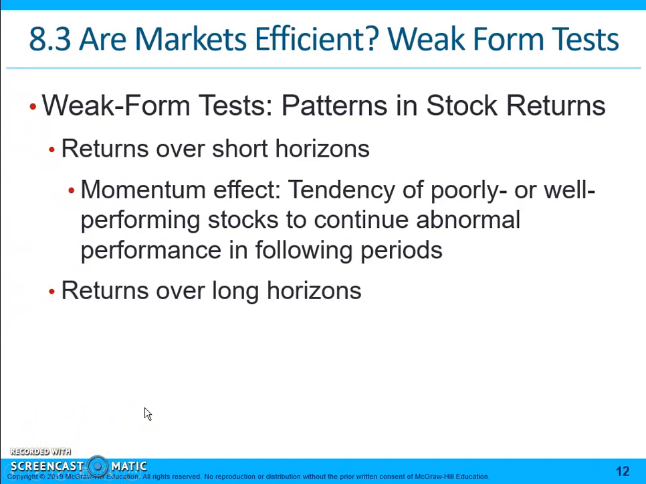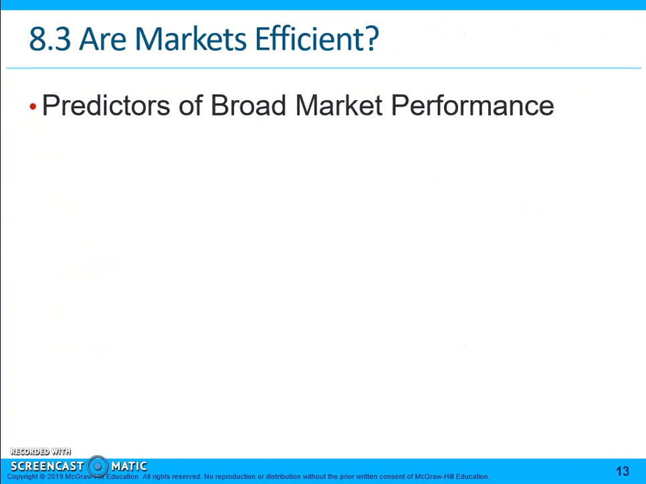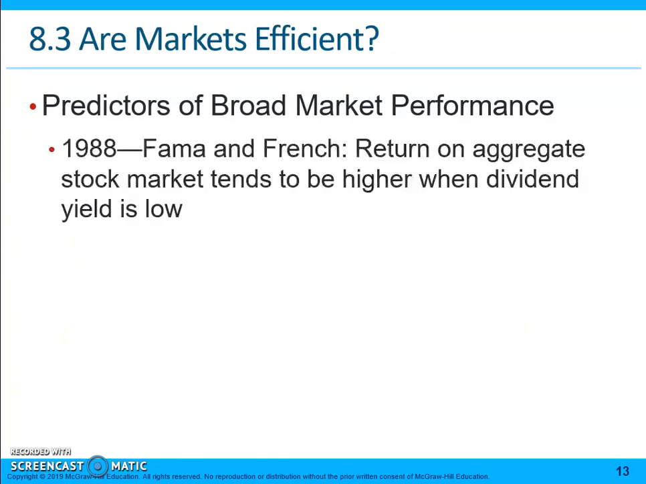Next would be returns over long horizons. That's the reversal effect. This is a tendency of poorly or well-performing stocks to turn and go the other direction. Predictors of broad market performance: these are three examples of research into broad market performance.